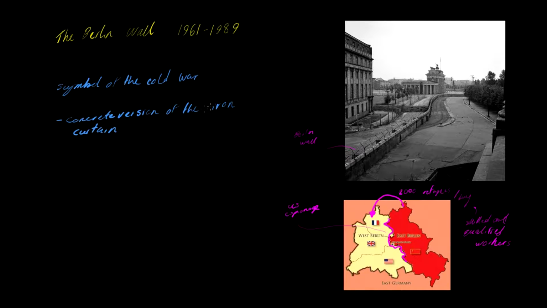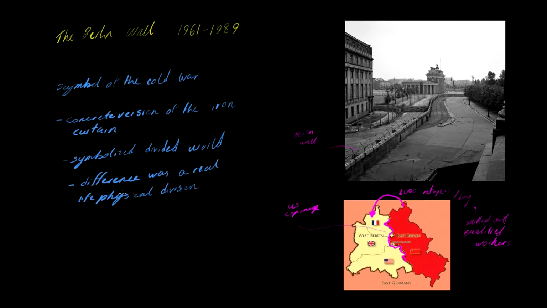Firstly, it was a concrete version of the Iron Curtain. So we have a clear division between capitalism and communism. It also symbolized the divided world. It also showed that the differences between capitalism and communism, these ideologies, led to a real-life physical division. It's not just opposing ideas, it actually leads to palpable, tangible division.